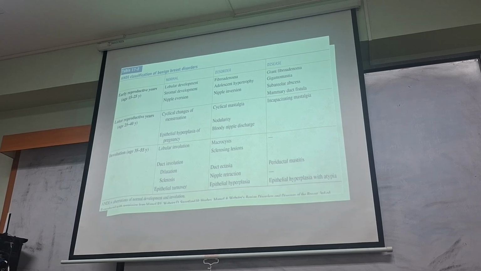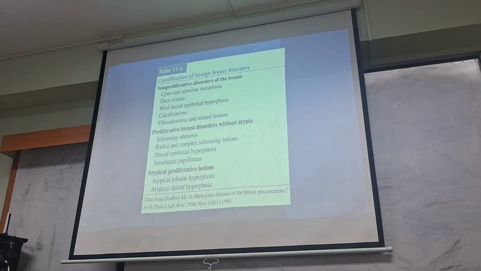So it's important to know certain conditions that are more prevalent in certain age groups, so that if they come to you, you would know what to suspect and you would know what to do. Maybe you're going to do a biopsy, or maybe not. Maybe you're going to excise, maybe not. So, benign breast disorders are classified into 3. So, the non-proliferative disorders, proliferative disorders, and atypical proliferative lesions.